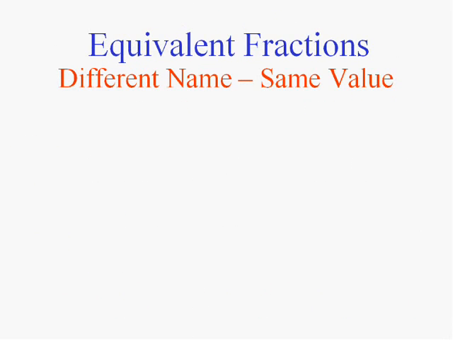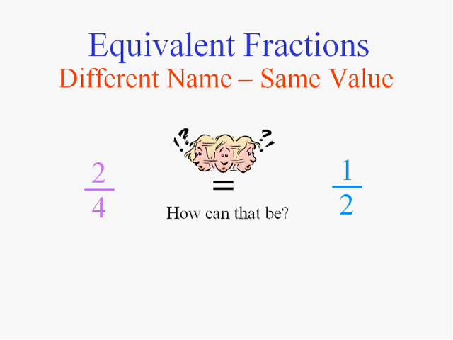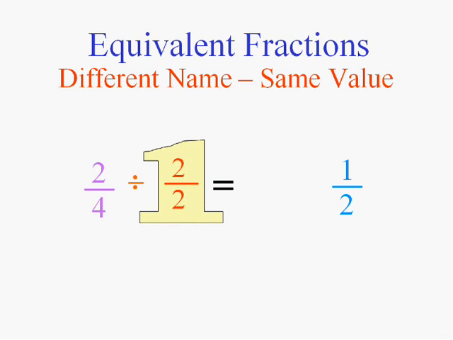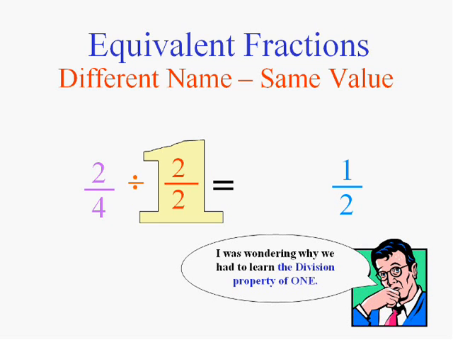Remember about equivalent fractions. 2/4 and 1/2 were, quote, equivalent. They had the same value. They were at the same place on the number line, but they had a different name. What we did there was divide by 1 in the form 2/2. That's why we learned the division property of 1. And that's what we're going to do. We're going to divide by 1.